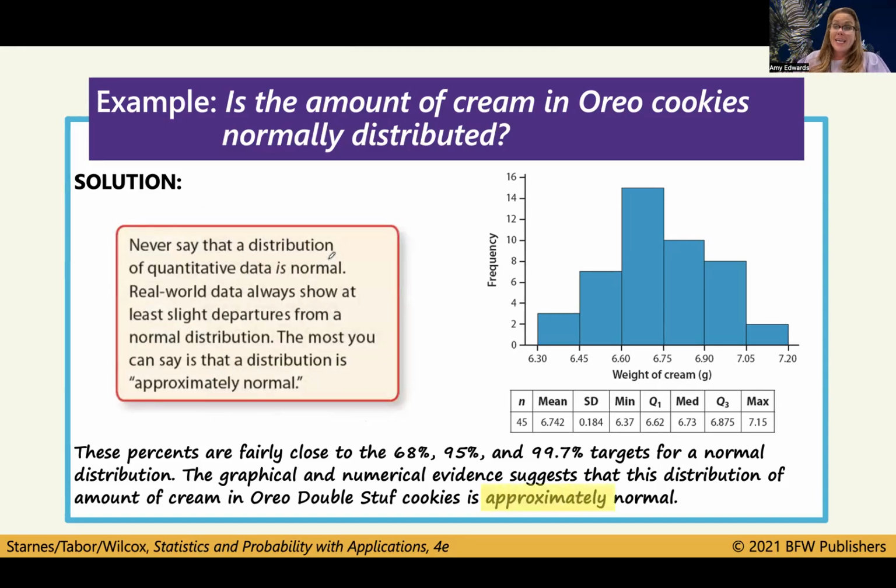Now, again, we're never going to say that it is normal. We're going to say it's approximately normal, because for it to be normal, it's got to be perfectly symmetrical. And just as a rule of thumb, when it comes to statistics, we hardly ever say anything is for sure definitively. We usually say approximately, estimated.